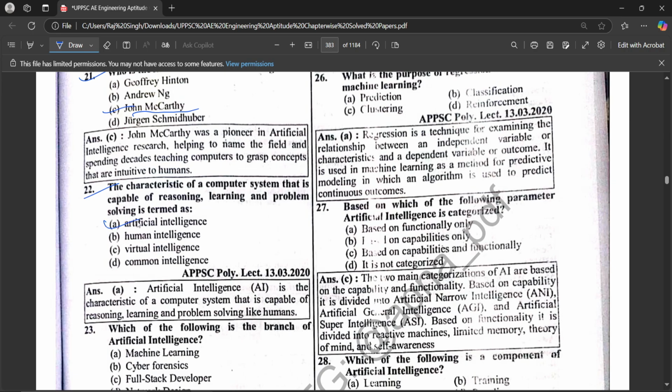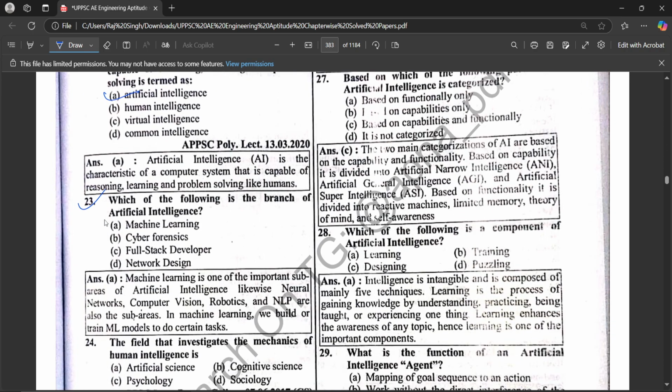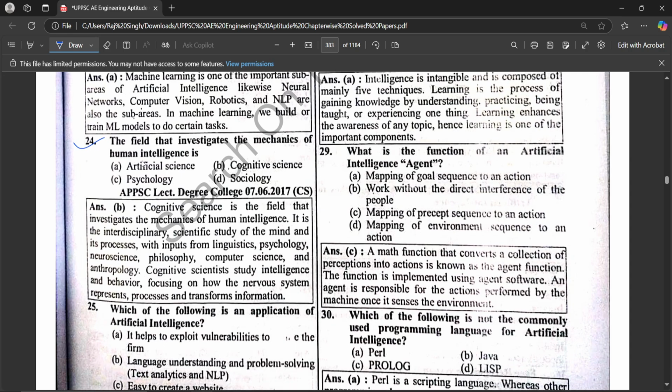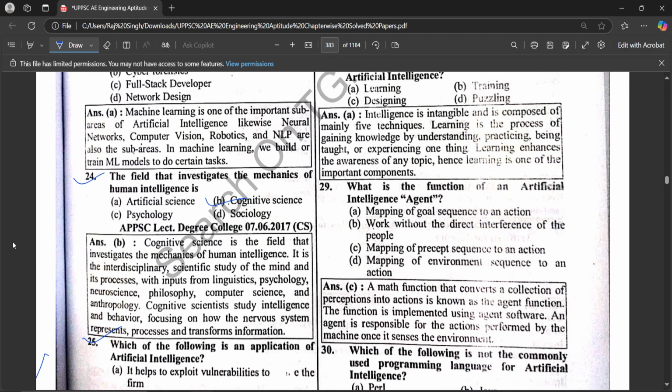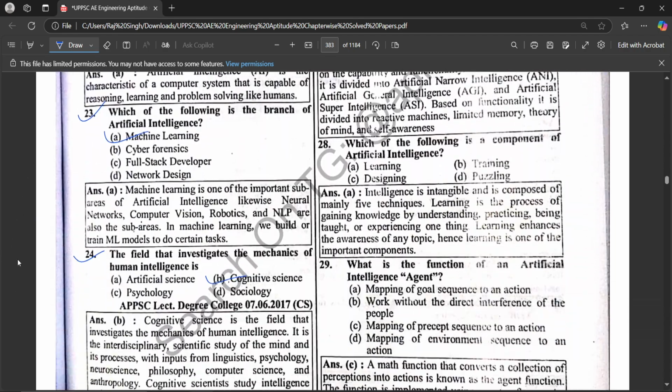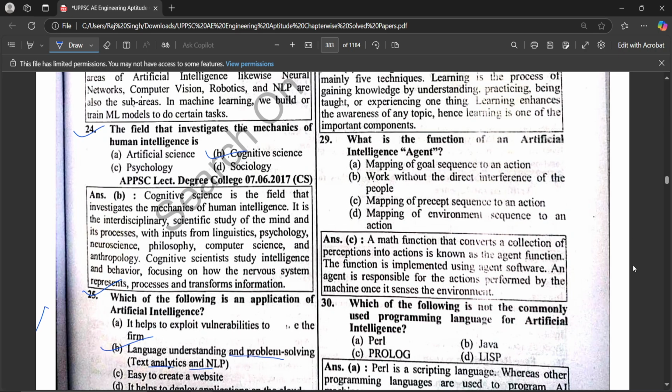termed as artificial intelligence. Which of the following is a branch of artificial intelligence? It is machine learning. The field that investigates the mechanism of human intelligence is cognitive science. Which of the following is an application of artificial intelligence? The correct answer is B. B is the correct one: language understanding and problem solving, text analytics and NLP.